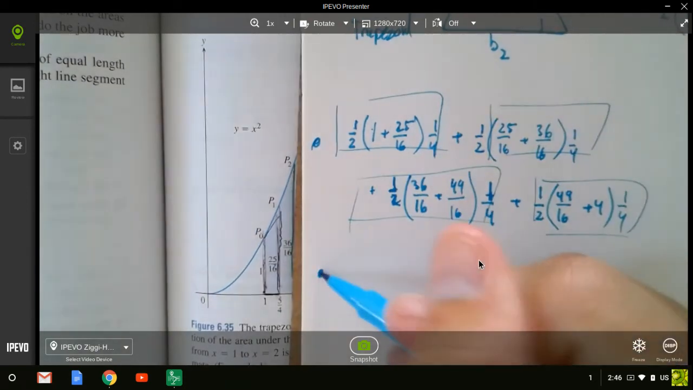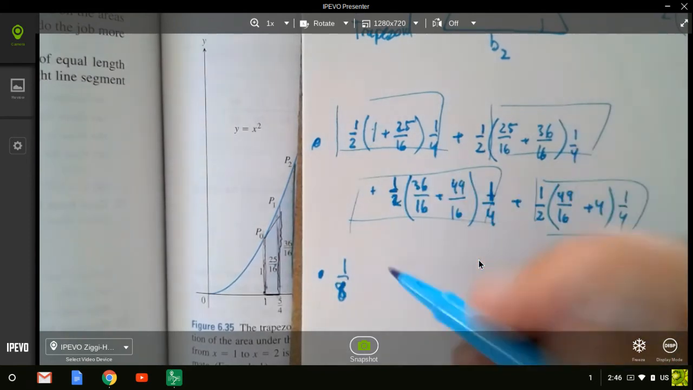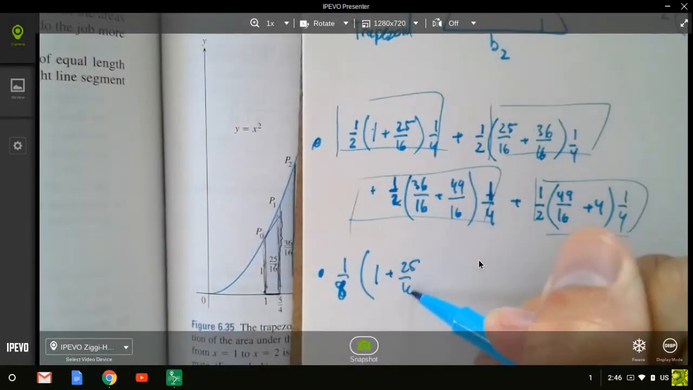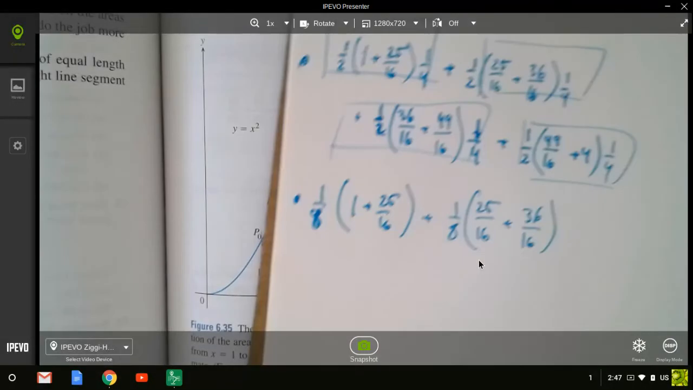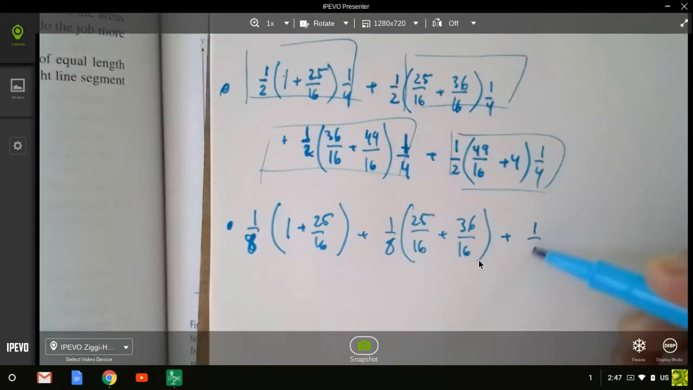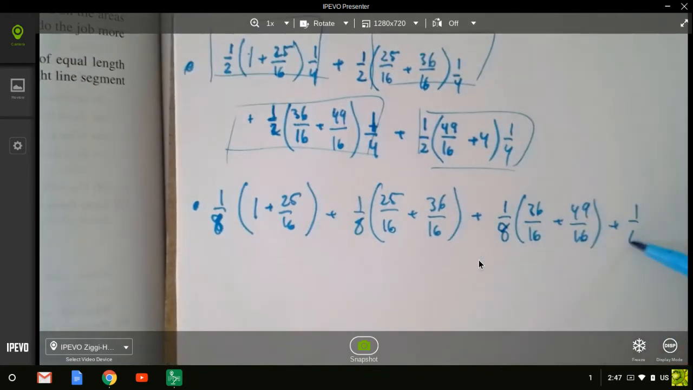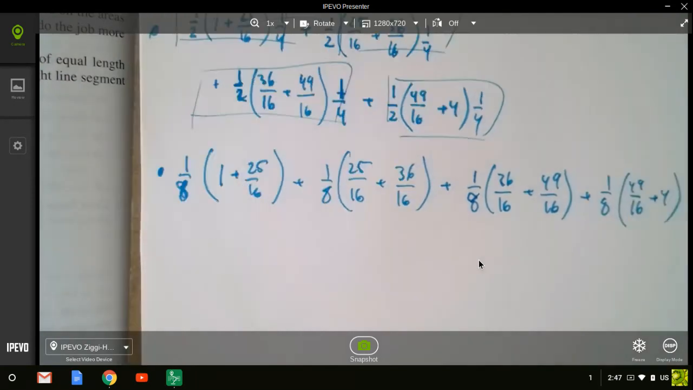The second step would be to realize that all of them are being multiplied by 1/8, right? 1/2 times 1/4 is 1/8. That'd be 1 plus 1/8 times 25 over 16, plus 1/8 times 36 over 16, plus 1/8 times 49 over 16, plus 1/8 times 4. You guys are already getting tired of this, I can see. That'd be the second step.